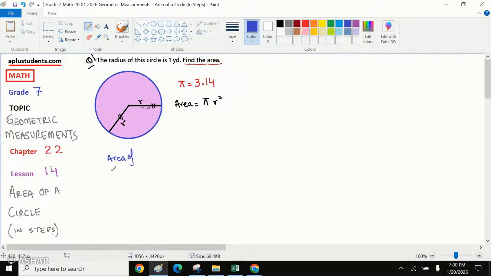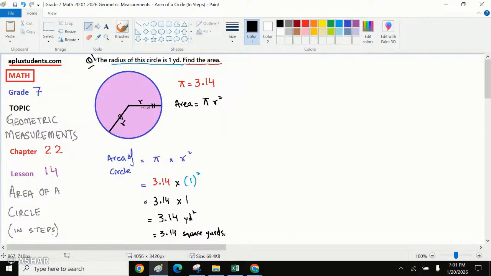So we can say area of the given circle will be equal to pi multiplied by the radius squared. We know the value of pi is always 3.14 multiplied by the square of the radius, and we know that the radius given is 1 yard. So we can say that 3.14 when multiplied by 1 square, that is 1, the area comes out to be 3.14 yards square, or we can also write this as 3.14 square yards. Either of them would be correct. So this is the area of this given circle, 3.14 square yards or yard square.